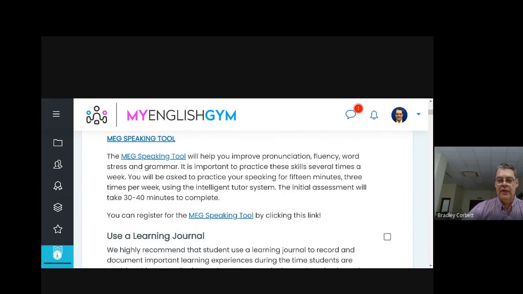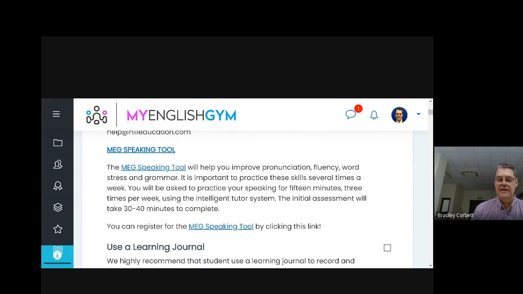A second program that we have focuses on the speaking. So it's the My English Gym speaking tool. And this tool will help improve pronunciation, fluency, word stress, and grammar. So the students will speak into the computer. The computer will analyze their speech and tell them if their pronunciation is correct, if their fluency is correct, or the word stress. And there are even some exercises that check their grammar.